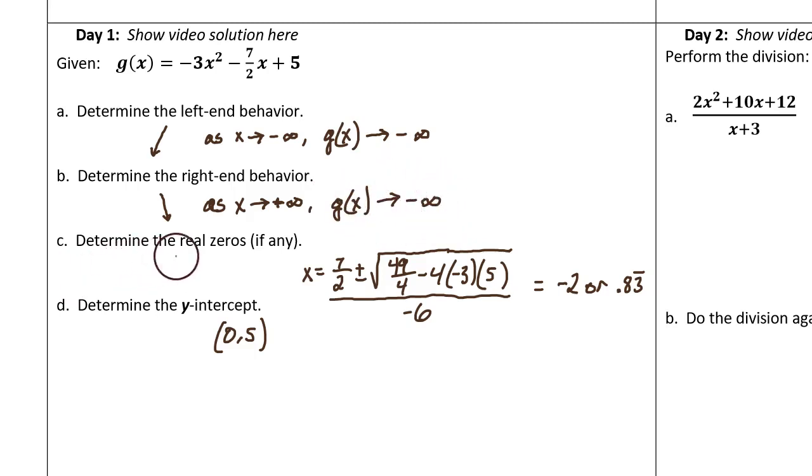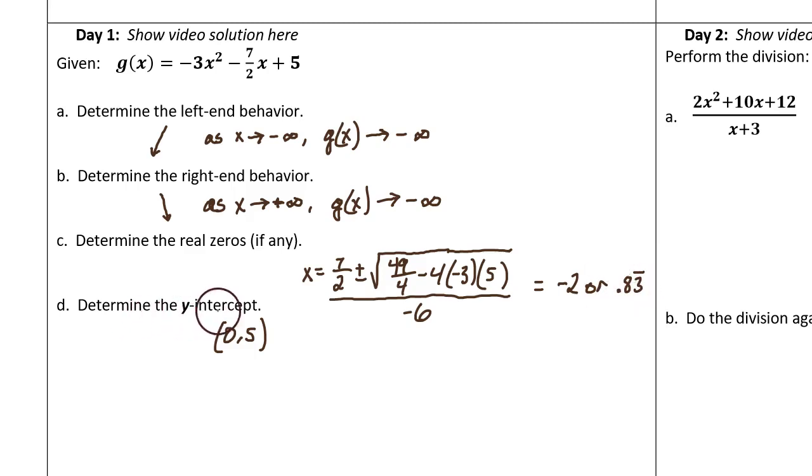Question C, determine the real zeros. We could graph the function and then find the x-intercepts, but we don't have to. We can find the zeros using algebraic methods. One technique is the quadratic formula, where you fill in values of a and b and c, and I've done that here. Working this answer out on the calculator, -2 is a 0, and 0.83 repeating is a 0. By the way, this is the same as the fraction 5/6.